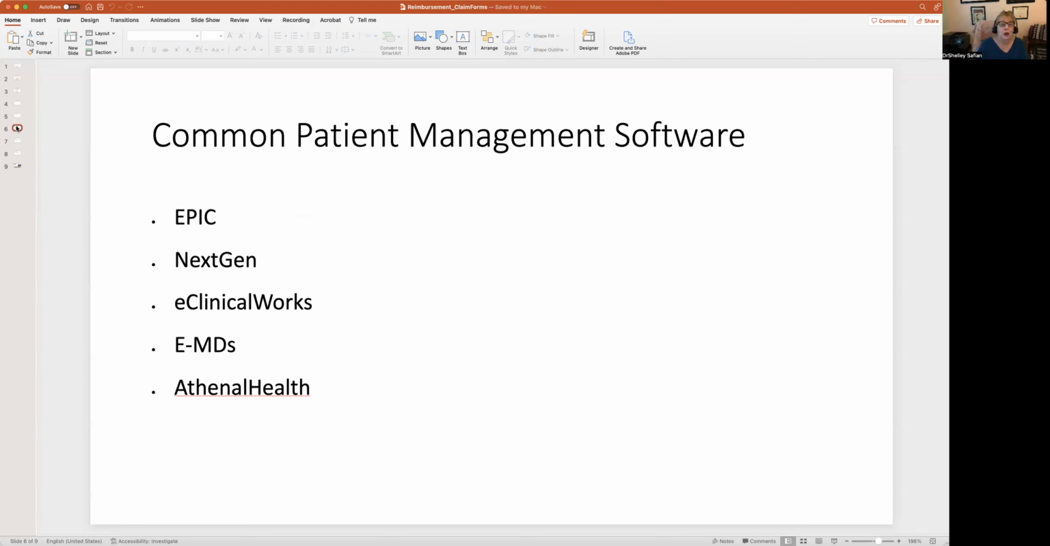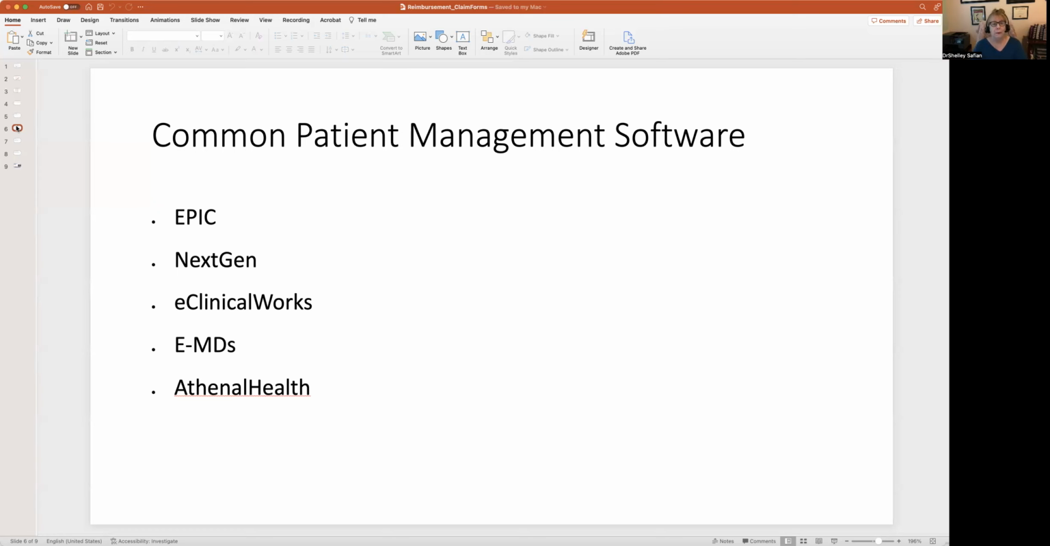All right, so I also wanted to introduce you to the names of some of the most commonly used patient management software programs that are out there. And Epic, from what I know from my compatriots and colleagues in the industry, is very well known and used in a great number of places. However, do not take that for granted.